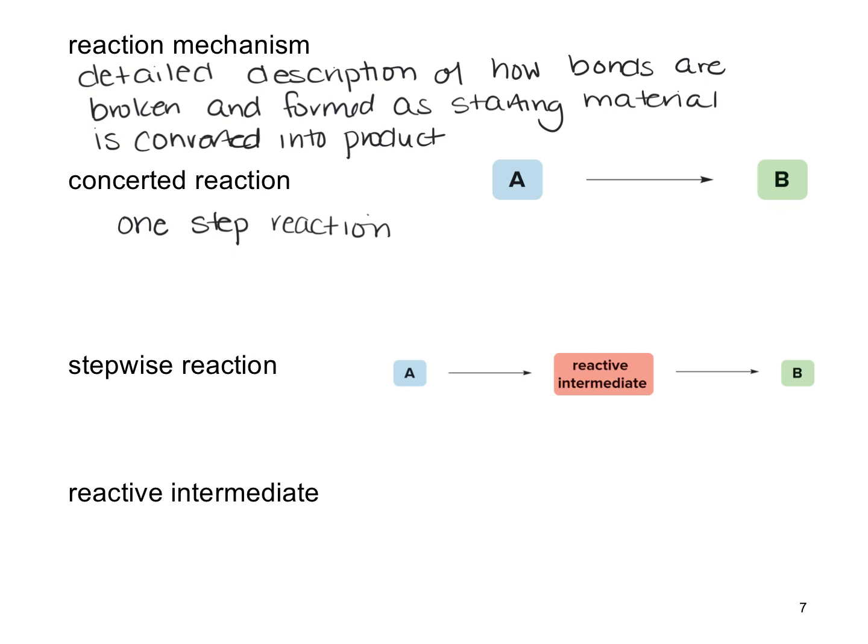A stepwise reaction is one that involves more than one step. So you have some sort of reactive intermediate, which then goes on to form the product. The reactive intermediate is generally some sort of unstable intermediate that goes on to then form the product.